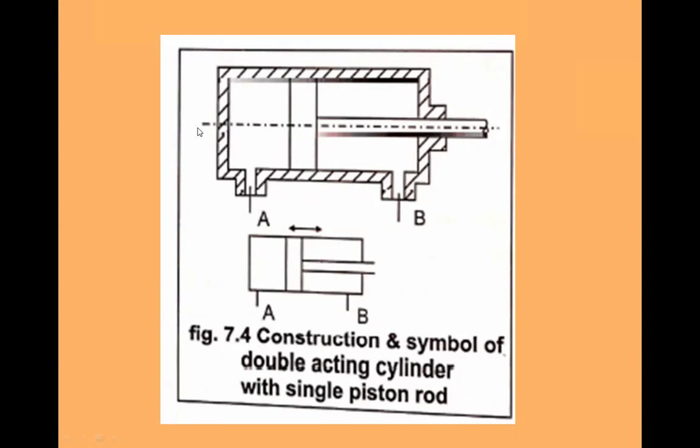Once again I am repeating, in some industries there is a need to feed the machine table in both directions. So in that application they demand the motion to be transmitted on both sides of the cylinder. In such applications, we need a double acting cylinder with a double piston rod. We'll go for that.